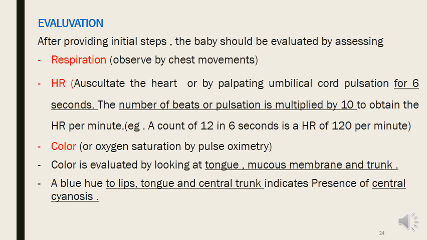Regarding the heart rate, we can auscultate the heart or palpate the umbilical cord pulsation for 6 seconds. And this number of beats or pulsations is multiplied by 10 to obtain the heart rate per minute. For example, if we have a count of 12 in 6 seconds, the heart rate is 120 per minute.